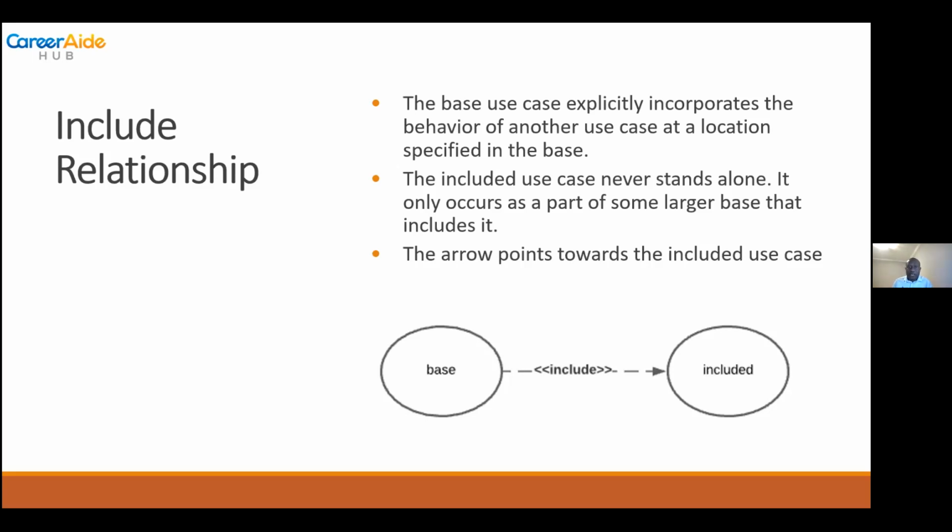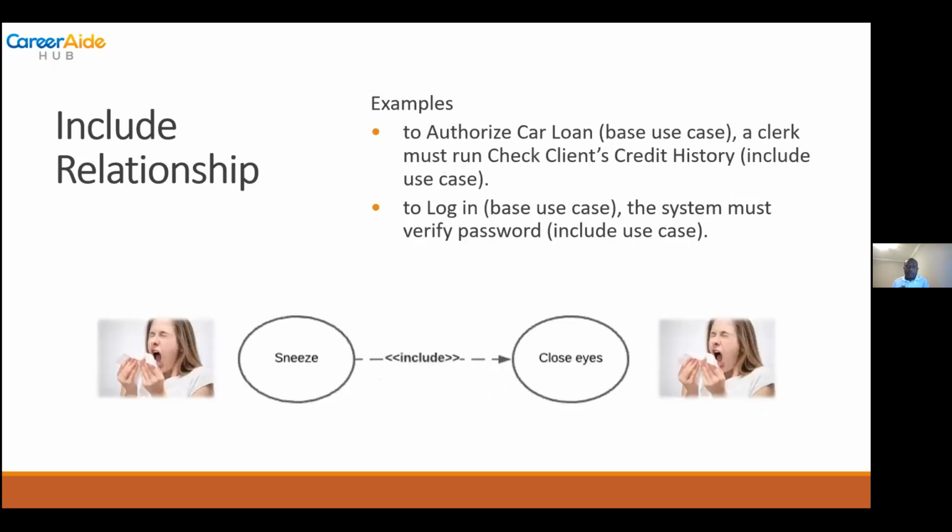And I'll give you a very typical example that we show. I saw this on a website and it really drives the message home. If there's a use case called sneeze, you cannot sneeze without closing your eyes. So that is a must relationship. You cannot log in until the system verifies your password. So login could be a base use case, and verify password will be an included use case. Remember that for a relationship to be an include, it means that the included use case must happen. There's just no way about it.